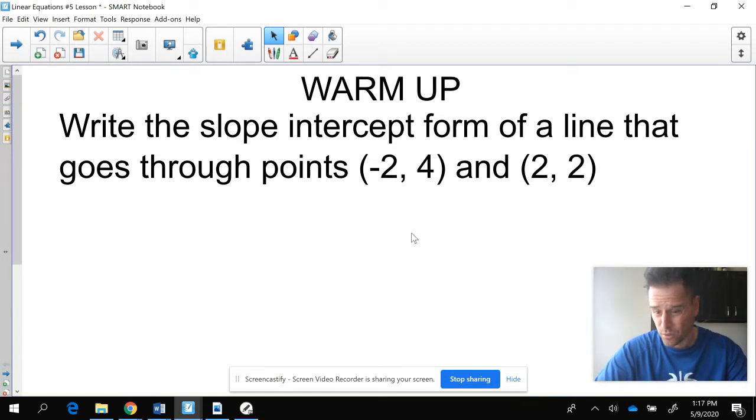Today's lesson is going to be pretty quick because the next lesson is going to be the review over everything, and the final checkout is going to be a little bit longer. So today we're going to be learning about how to find the slope-intercept form of parallel lines. But before we do that, let's do this warm-up.